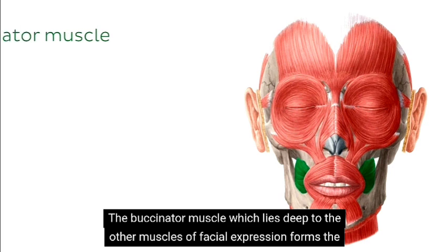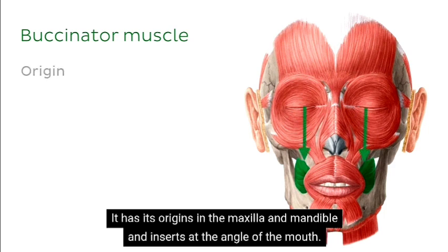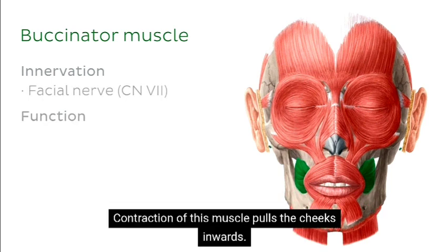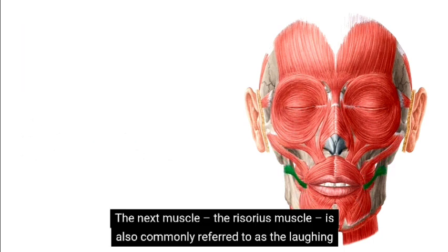The buccinator muscle, which lies deep to the other muscles of facial expression, forms the lateral wall of the buccal region in the oral cavity. It has its origins in the maxilla and mandible, and inserts at the angle of the mouth. Like all the muscles of facial expression, the buccinator is innervated by the facial nerve. Contraction of this muscle pulls the cheeks inwards. It assists in mastication by keeping food on the occlusal surface of the posterior teeth during chewing.